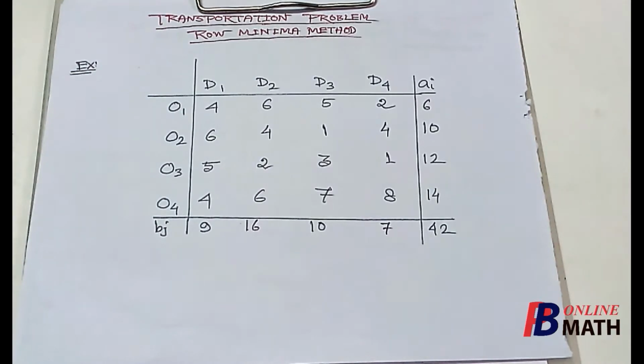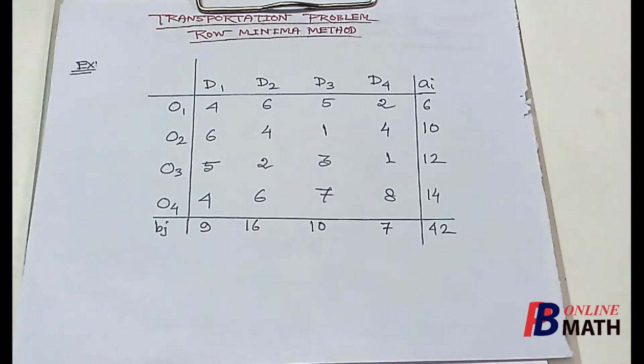Now in this part we shall discuss the row minima method to find the initial basic feasible solution of a balanced transportation problem. And we shall compare the initial basic feasible solutions obtained by these two methods, and let us find which one gives a better result. So let us consider this transportation problem.